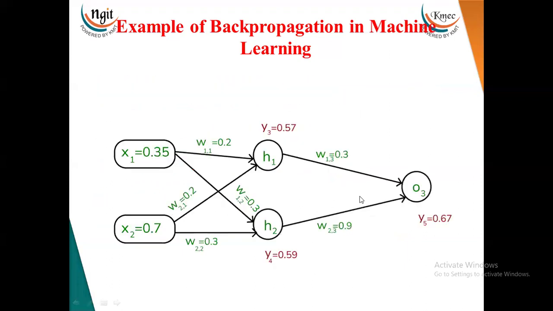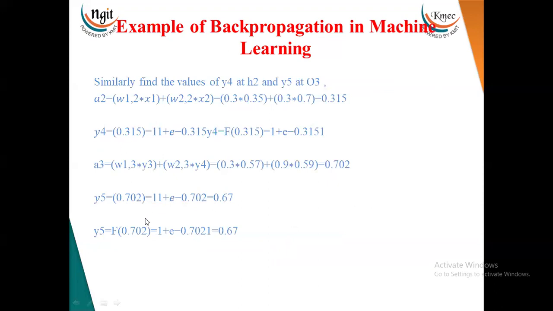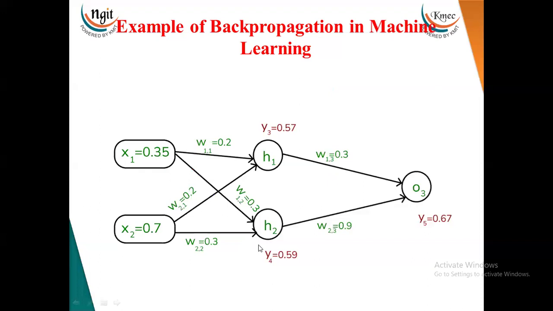Now, one more output I have, it is A3. So I got these two values. Now it is 0.57 into 0.3 plus 0.59 into 0.9, which is 0.702. Again, I'm substituting the same value, so I'm getting 0.67.